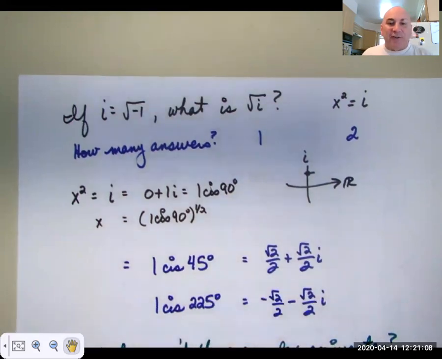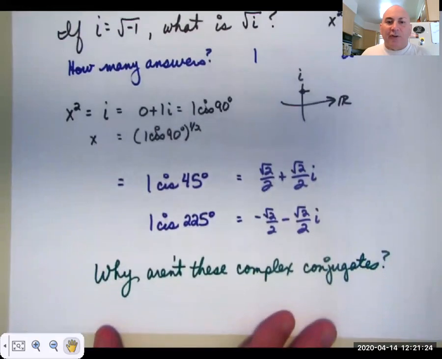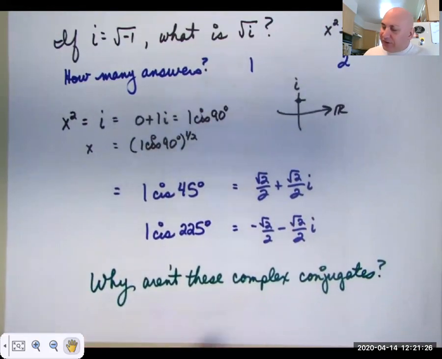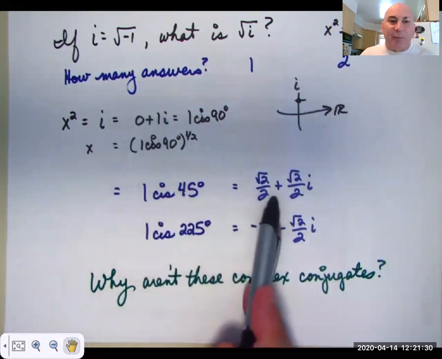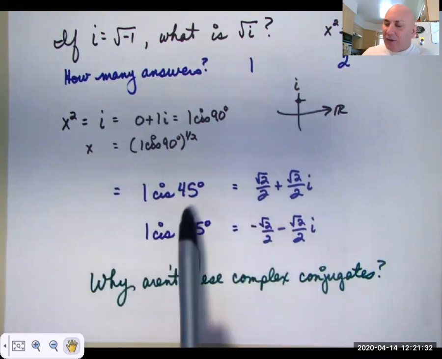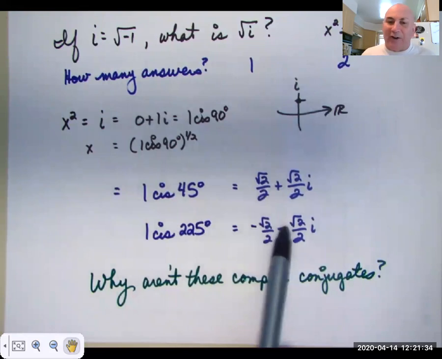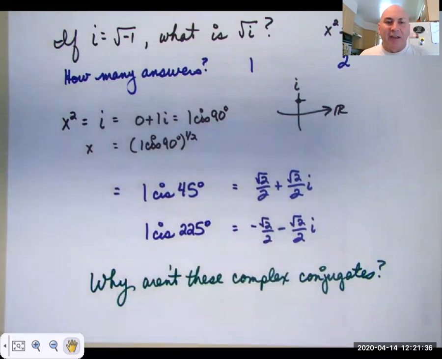There are two answers to this problem. So I'm going to take 360, divide it by 2, get 180. My next answer is going to be 180 degrees away. FOIL it out, here's the answer. So those two numbers, so this is the principal square root of i. Both of these, when you square them, will give you i.